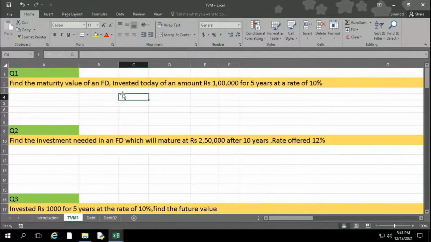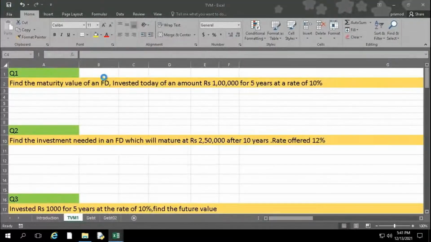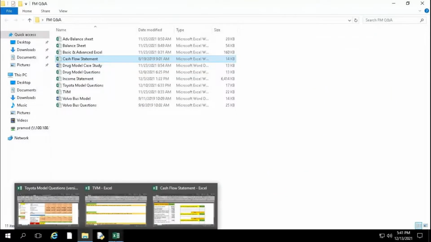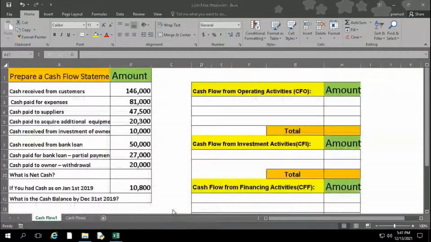So I haven't solved the balance sheet, cash flow thing. And one more case study, the drug model. Drug model we solved, but even the drug model I didn't finish. I'll do it today, or I'll tell you tomorrow. If any doubts, yeah, sure.